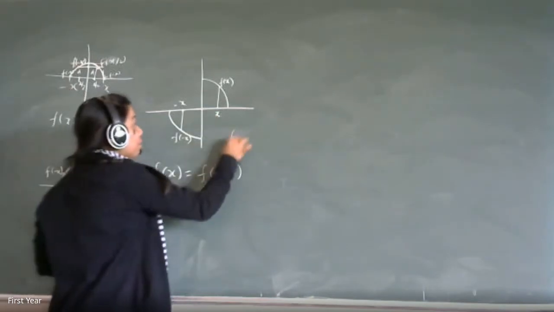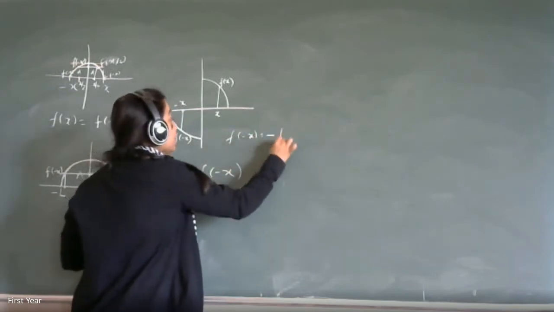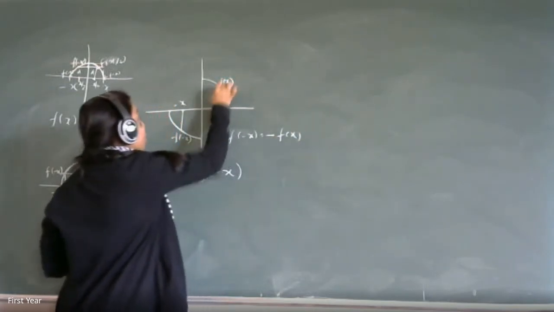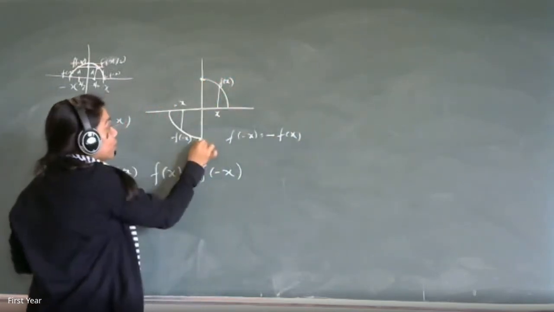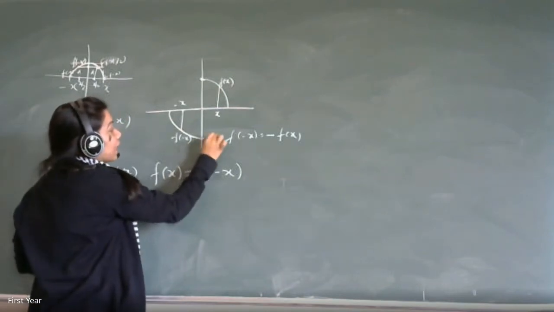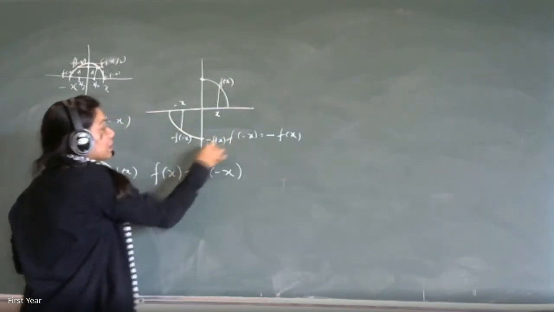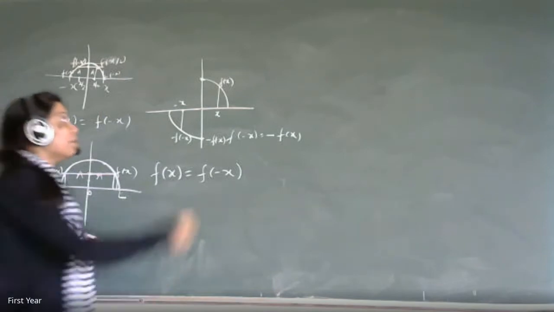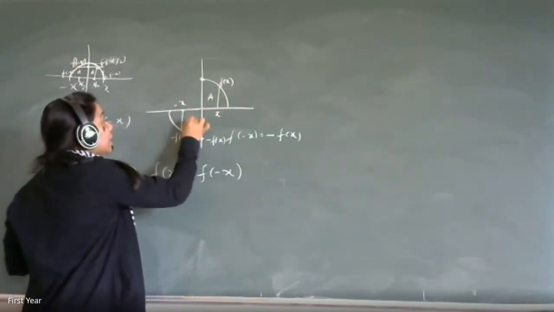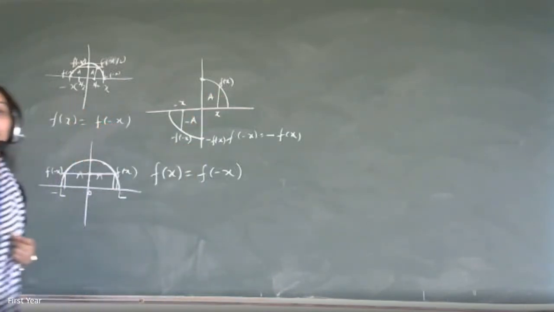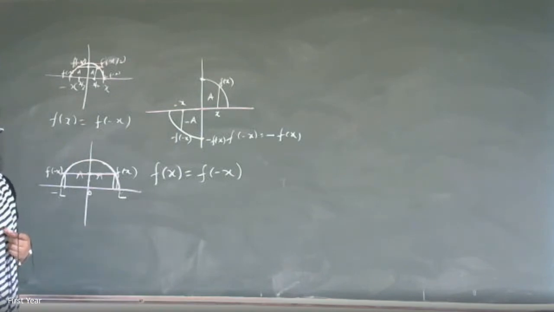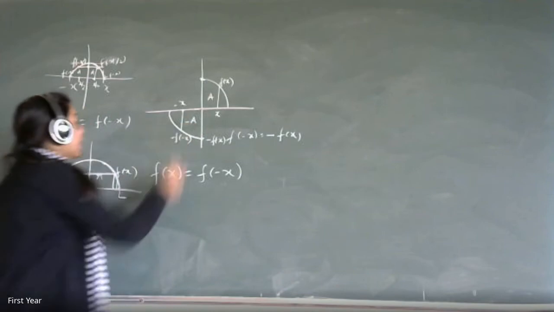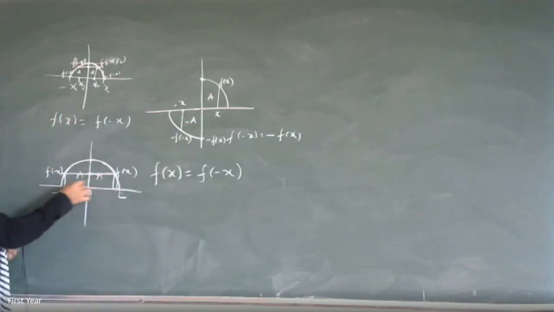So f of minus x is nothing but minus of f of x. The value of f of x, this is the same value but minus f of x. Is this okay? So what is happening? Here the area is opposite to each other, a and minus a, so they are cancelling each other out. So for an odd function the curve will behave like this, for an even function the curve will behave like this.